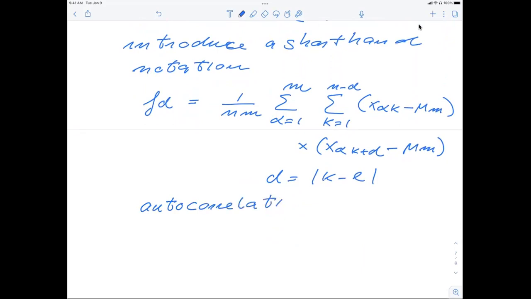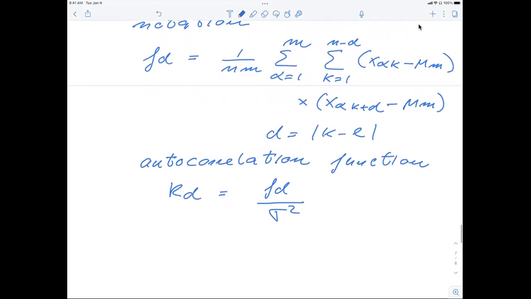And in statistical physics, but also in statistical analysis, the autocorrelation function is very important because it gives you a measure of how correlated your observables are as a function of the distance between an observation. So the autocorrelation function is something which is normally defined as this kappa of d, and this is given by f of d divided by sigma squared. And sigma squared is this sample variance over all the observations which we have.